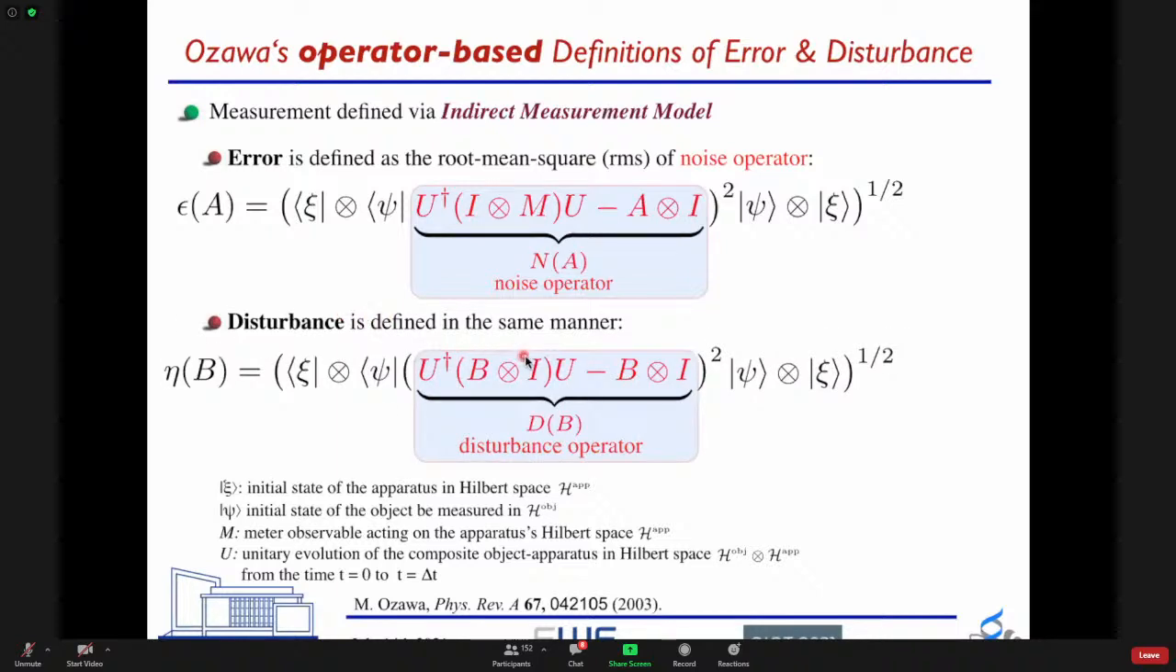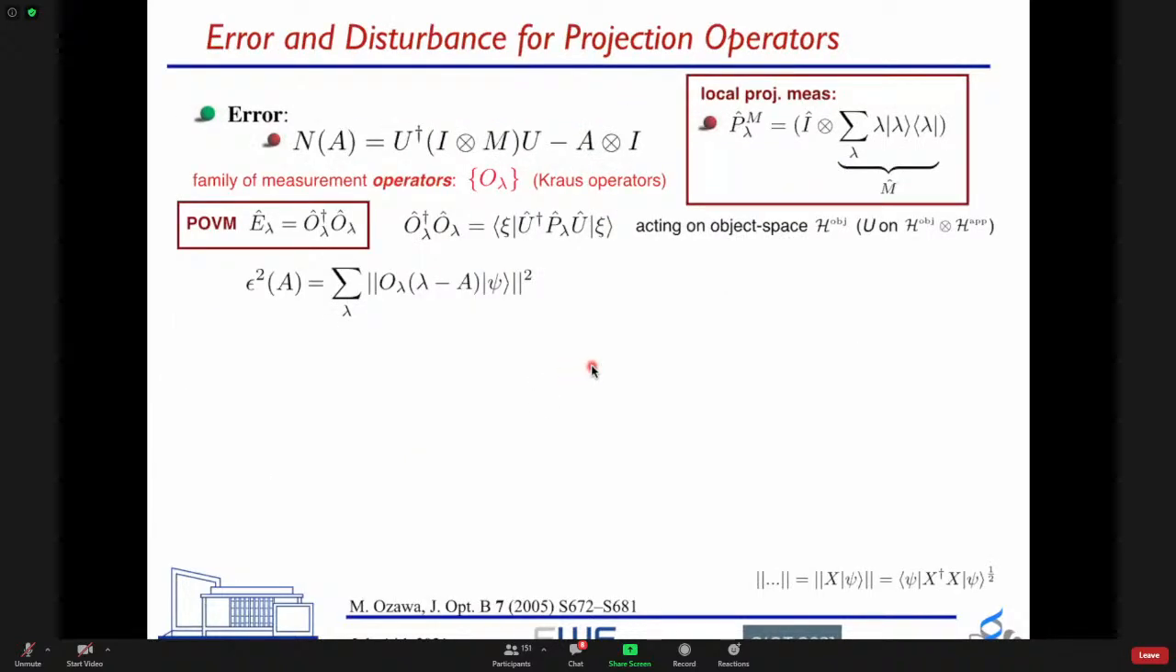And in the very same manner, we have a definition for the disturbance. It's simply the value before the measurement minus after the measurement. Okay, and then I will not go too much into detail, but if you now calculate exactly error and disturbance here, you find again, it's the same procedure as before. You get a POVM, and it is now this object, which is acting now only on the object space, because here you have the initial state of the probe system, so it's a partial trace.